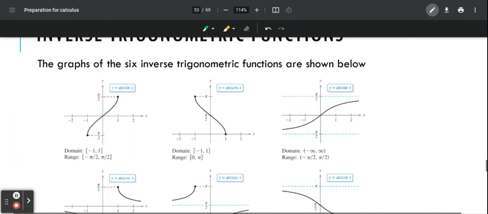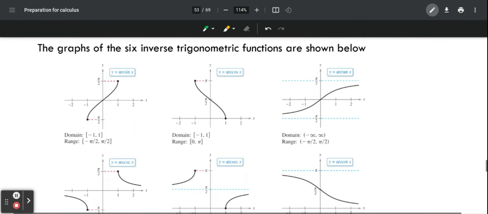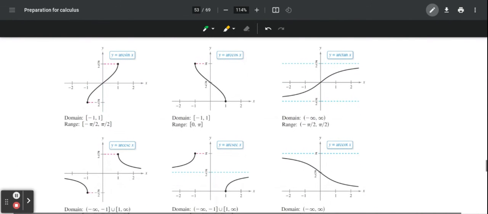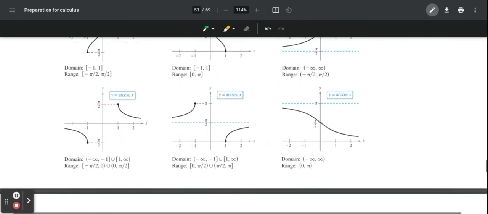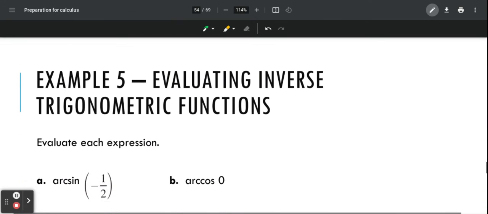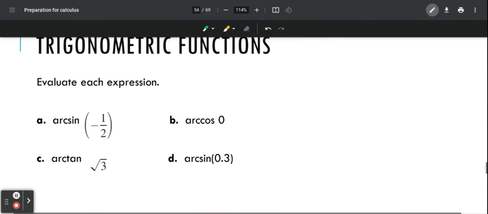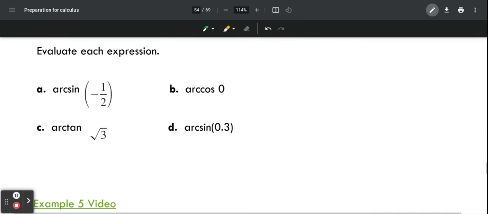Here are the graphs of your inverse trig functions. If you have to graph anything with your inverse trig functions, it might be worth referring back to this slide. And so here, if we go through and try to remember what we're doing, when we have arc sine of negative 1/2, we're solving for an angle measure.